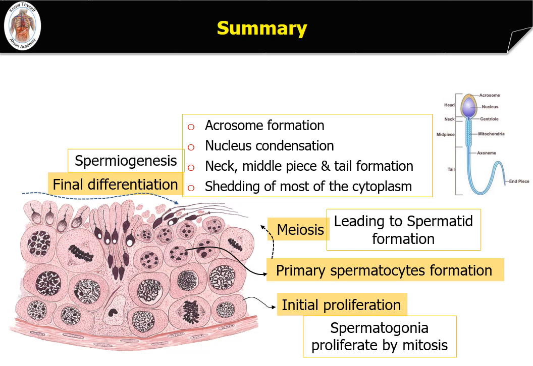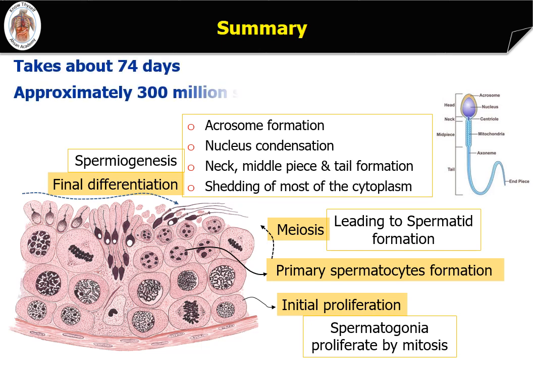So this is the spermatogenesis process, and it takes about 74 days to complete one cycle, and approximately 300 million sperm are produced daily from the testes of one adult human.